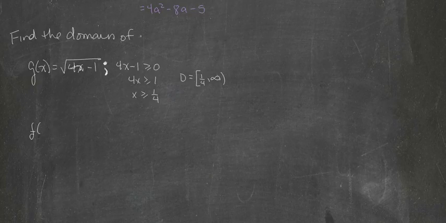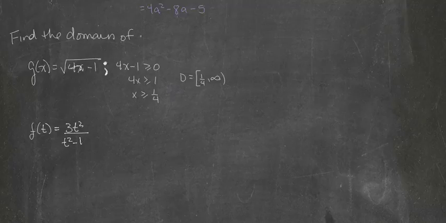Well, this would be f of t equals 3t squared over t squared minus 1. All right, so now again, ask yourself if there's ever any time in a fraction that you're not allowed to have any kind of a value show up. And 0 we know is a problem for fractions. But 0 isn't a problem in the numerator. You're always allowed to have 0 in the numerator. You're just not allowed to have 0 in the denominator.